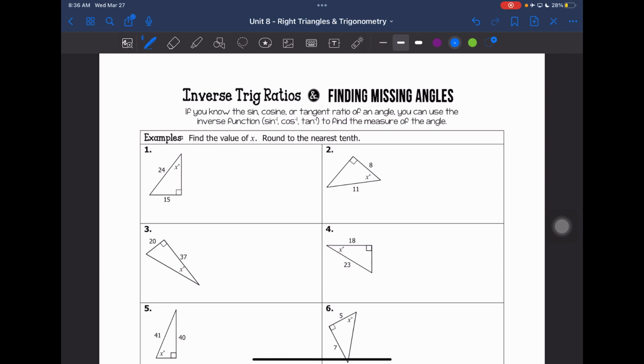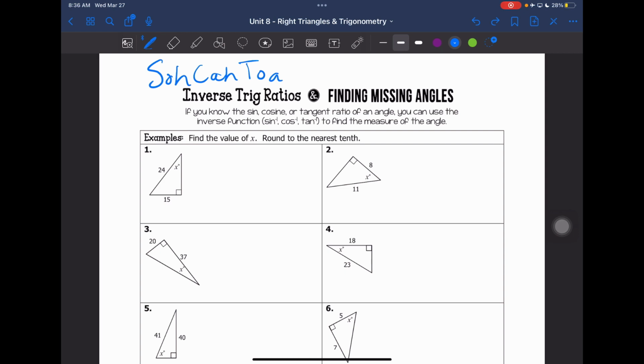We learned about SOHCAHTOA, which is just an acronym that helps us remember the different trig ratios. We have sine, cosine, and tangent. Sine is equal to opposite over hypotenuse. Cosine is equal to adjacent over hypotenuse. And then tangent is equal to opposite over adjacent.